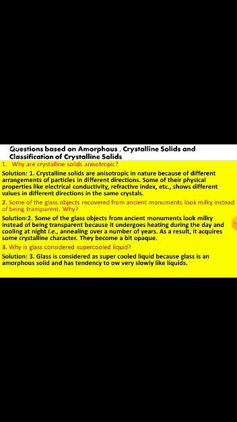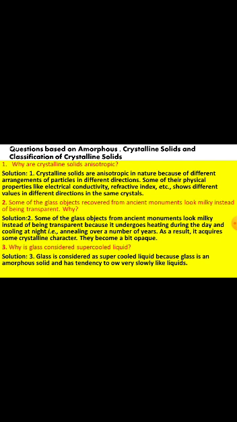Now, after reading and understanding this part, we have to solve some questions based on the amorphous solid, crystalline solids and classification of crystalline solids. Question number 1. Why are crystalline solids anisotropic? So the answer is crystalline solids are anisotropic in nature because of different arrangements of particles in different directions.